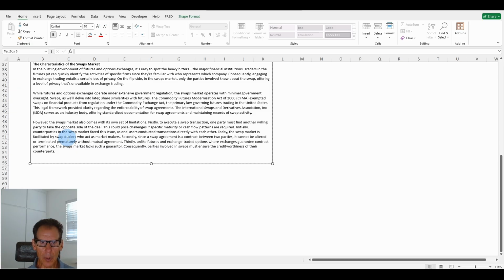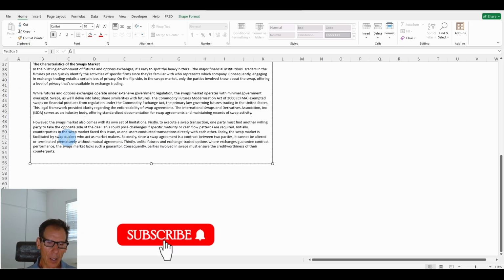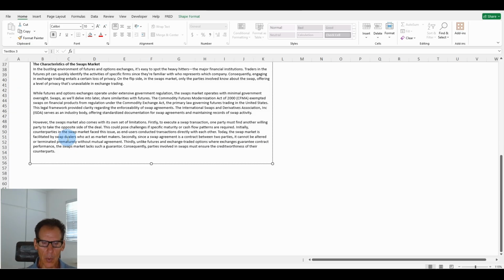Secondly, since the swap agreement is a contract between two parties, it cannot be altered or terminated prematurely without mutual agreement. Thirdly, unlike futures and exchange-traded options where exchanges guarantee contract performance, the swap market lacks such a guarantor. Consequently, parties involved in swaps must ensure the creditworthiness of their counterparts.